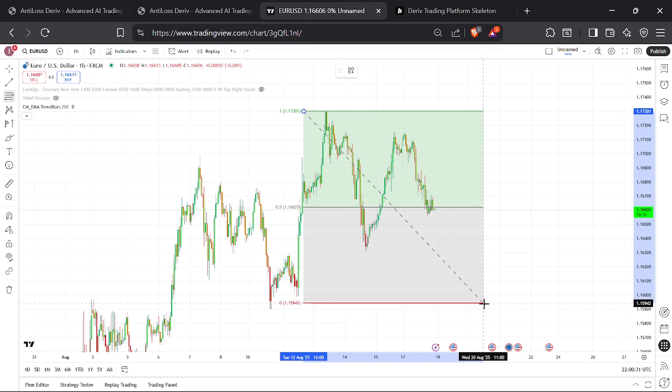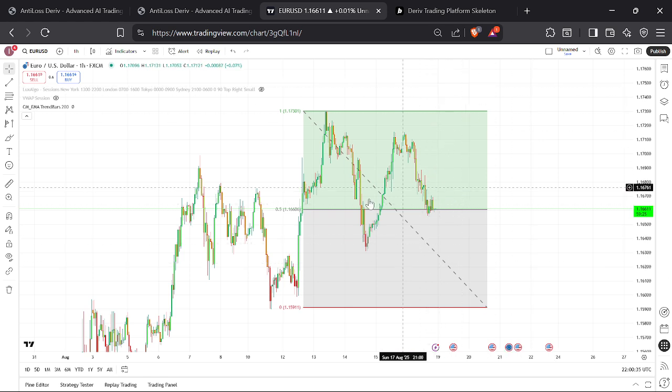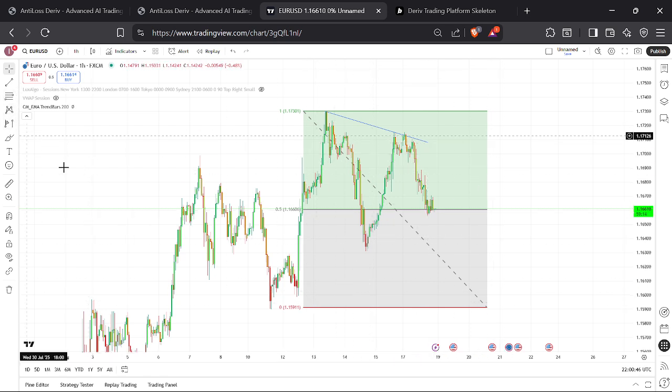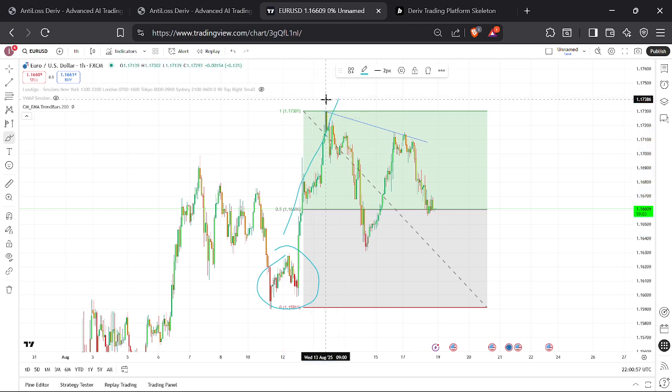I'll draw my 50% tool like this, and what we can see happening is a failure swing. This is what we call a failure swing, and we had this low right over here generating a move to the upside. So we had this low here generate a move to the upside. That told us that the market was going up.